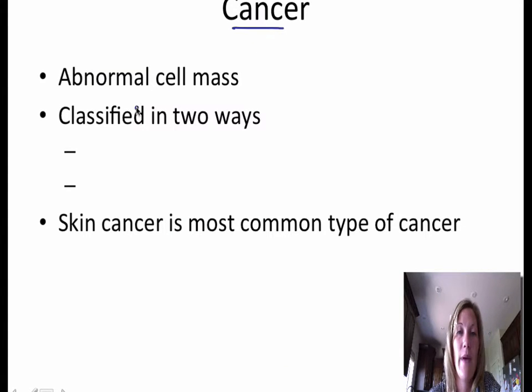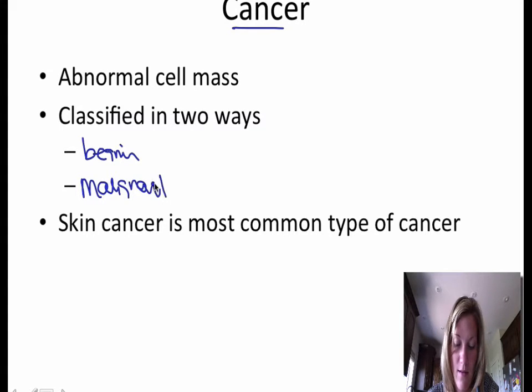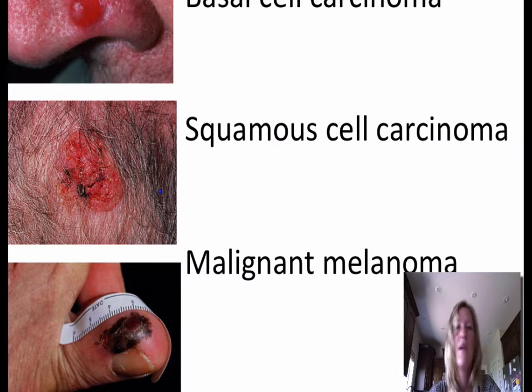And our last little bit, where we'll talk about cancer. So cancer is an abnormal mass of cells. So cancers can be classified in two different ways. There can be benign tumors and then malignant. All right, skin cancer is the most common type of cancer. So let's talk about 3 different types here.